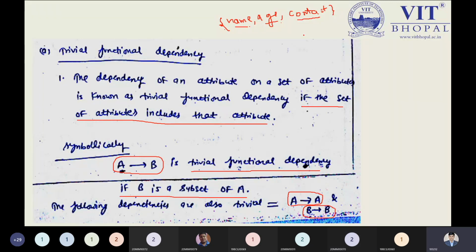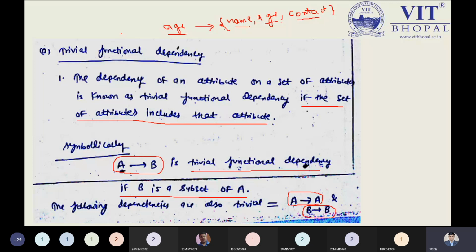Among these three different attributes, if I choose one attribute like this one, the point you have to keep in mind while understanding trivial functional dependency is that the set of attributes includes that attribute. In name, age, and contact, the set of attributes contains the age attribute. So we can say age is an attribute that determines this set of attributes, if the set of attributes includes the attribute. That is the example.